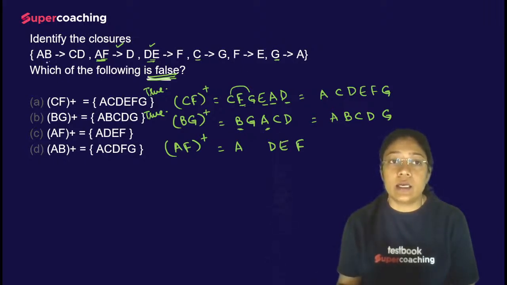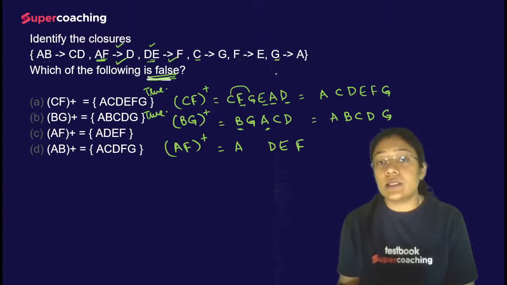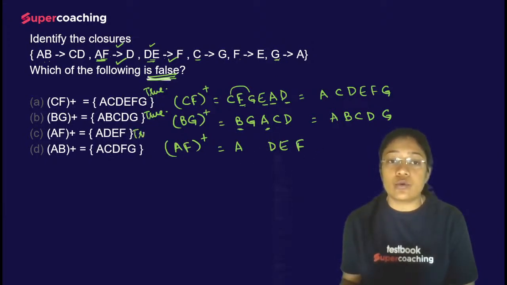Okay. And AB, this is not available. AF has determined D, that is already considered. DE is determining F, that is also considered. C is not available. F is determining E. G is determining A. These dependencies cannot be used. So this means that A, D, E, F, this is also true.